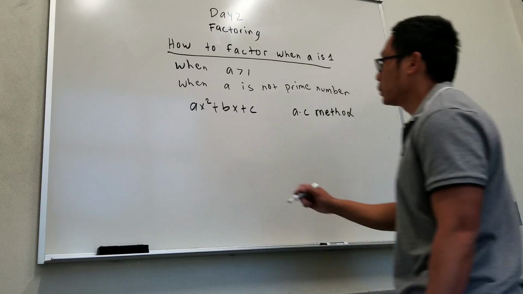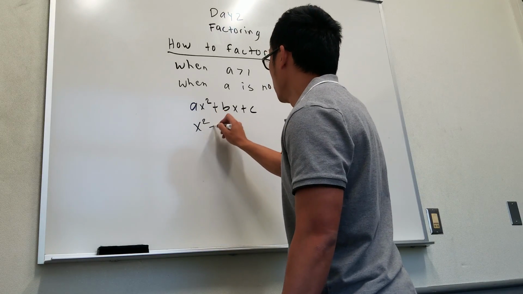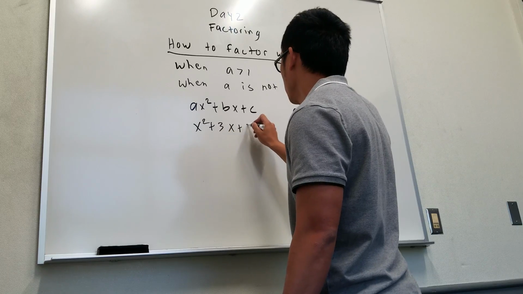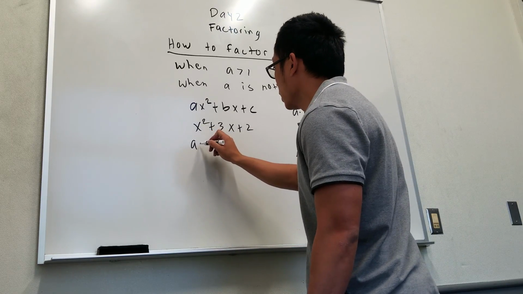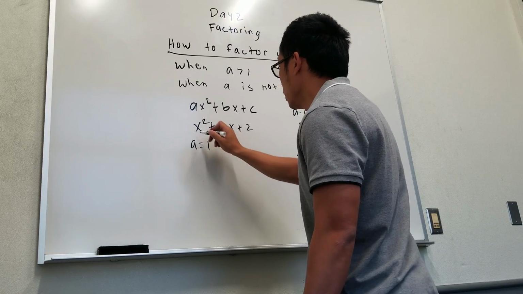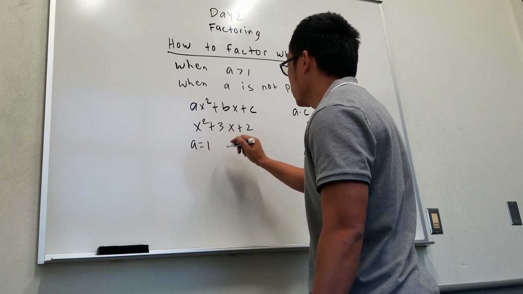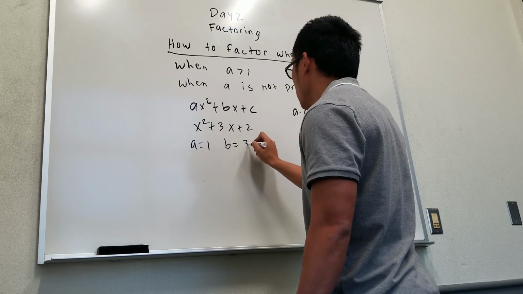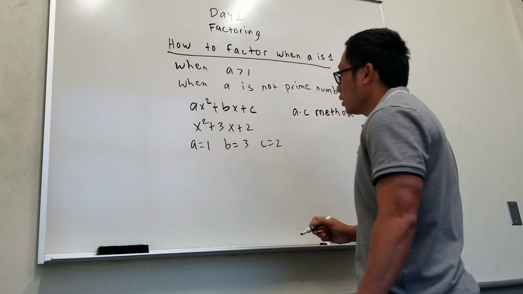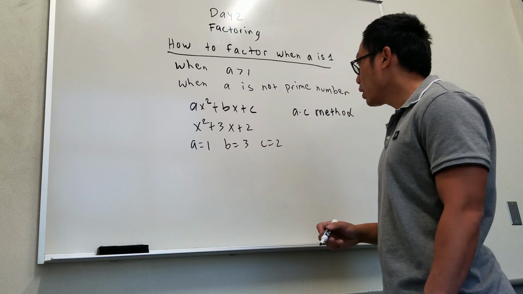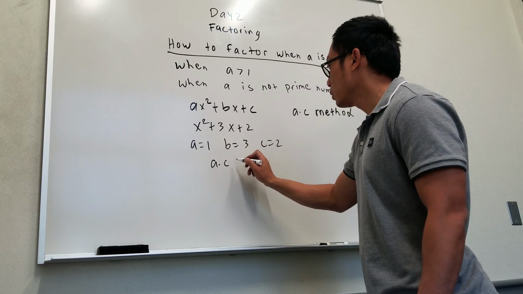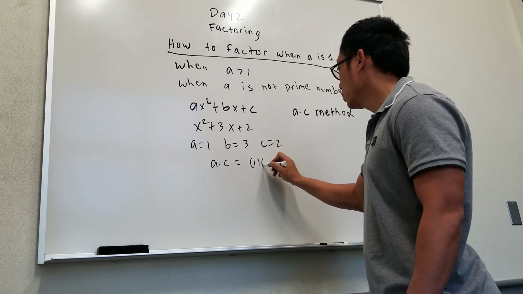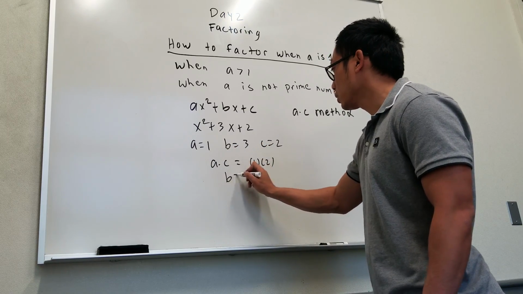Let's make a problem. We have x squared plus 3x plus 2. We're using the AC method, so we've got to identify what a is. A is equal to 1, the coefficient on x squared is 1. B is equal to 3, and c is equal to 2, right? Now, using the AC method, I get a times c, which is 1 times 2, and it has to add up to b, which is 3.